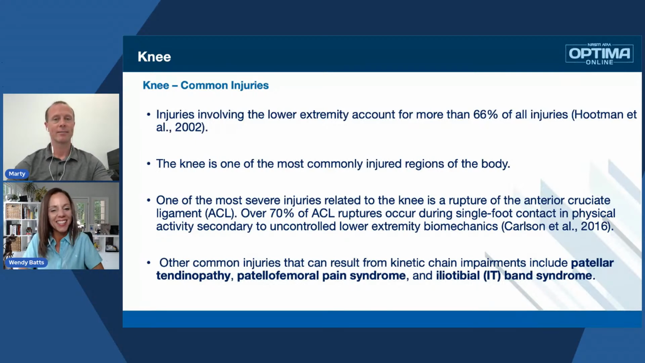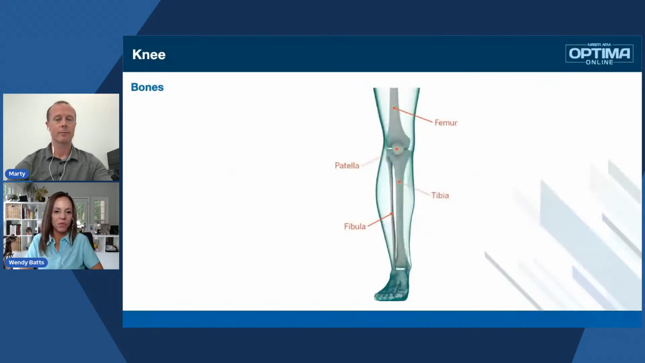Well, we go into the next slide and we start to think even more about the bones. We've got the tibia, the fibula, as well as the femur, and then your patella, your kneecap. And these are the primary bones of the knee.